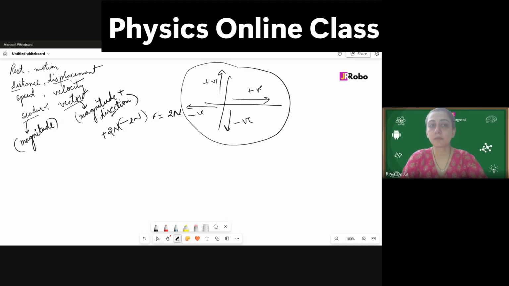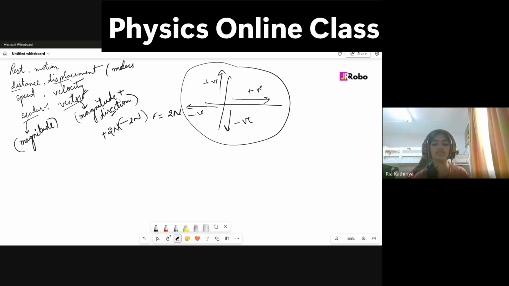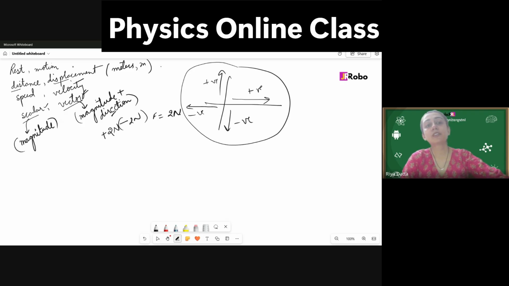Then about distance and displacement, both are similar terms. The SI unit for both of these is meters, represented by small m. We represented displacement by small s, distance by small d. The major difference is that distance is a scalar quantity, displacement is a vector quantity. In displacement, direction matters. Distance was the total path covered by a body. Wherever the object went, the total path measured in meters is the distance traveled. But displacement we defined as the shortest path between the initial and the final point.